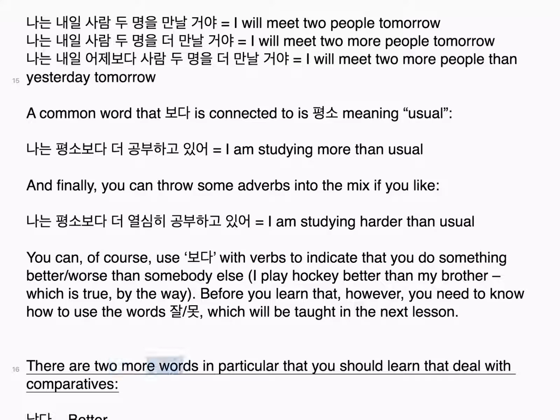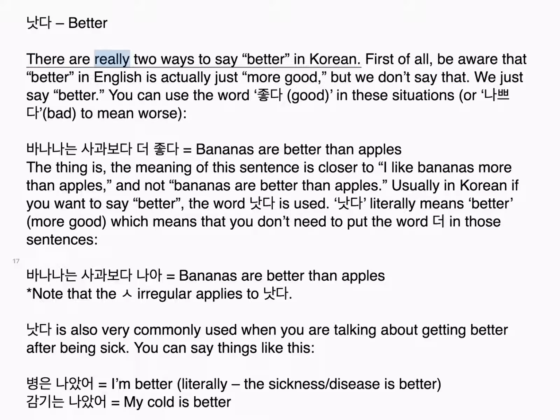There are 2 more words in particular that you should learn that deal with comparatives. 낫다, better. There are really 2 ways to say better in Korean. First of all, be aware that better in English is actually just more good, but we don't say that. We just say better. You can use the word 좋다, good, in these situations, or 나쁘다, bad, to mean worse. 바나나는 사과보다 더 좋다. Bananas are better than apples.